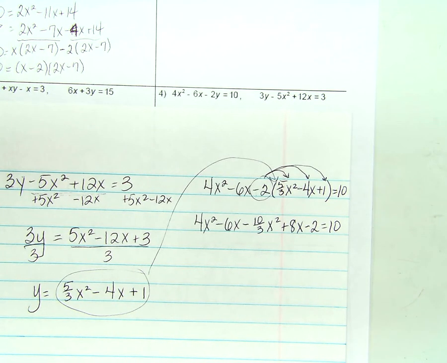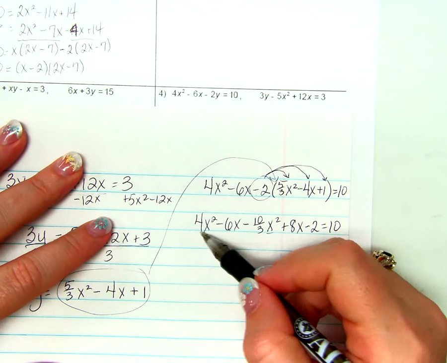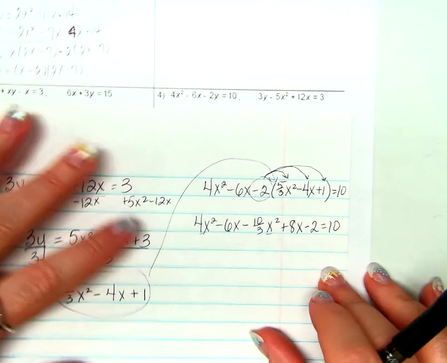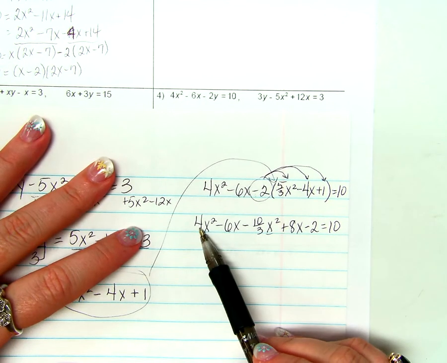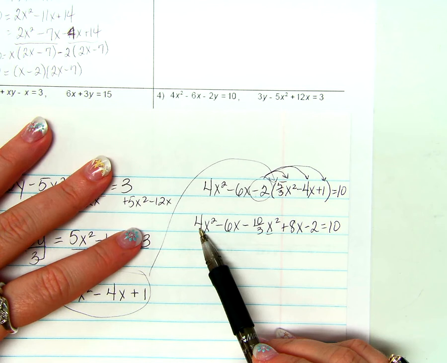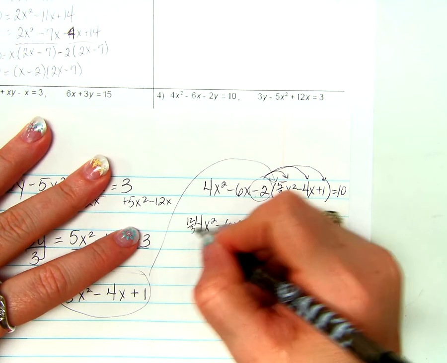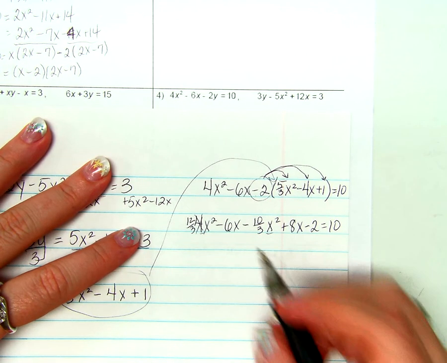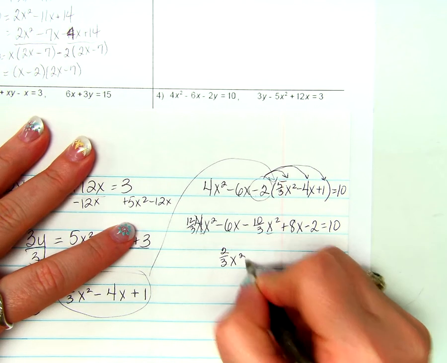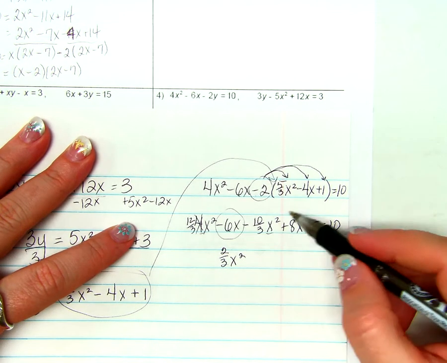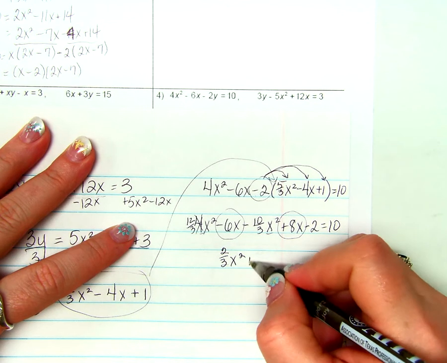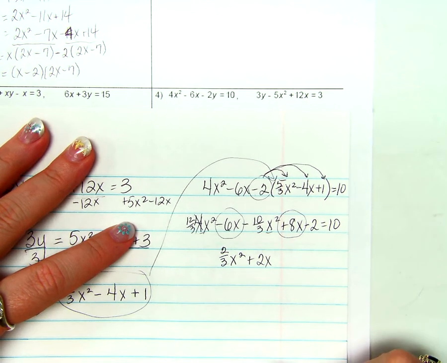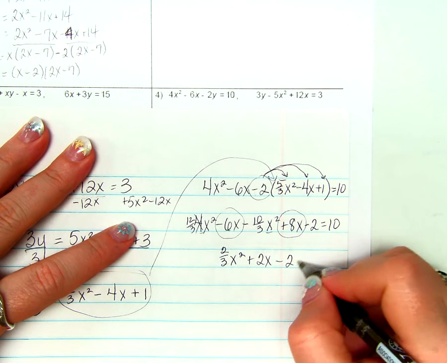Now, combine like terms, right? Okay, my x squared term has a fraction. It's a fraction with a denominator of 3. Can I change this to be something with a denominator of 3? Isn't that 12/3? Isn't this the same as 12/3? So what is 12/3 minus 10/3? 2/3 x squared. Then I have negative 6x and a positive 8x. So plus 2x. And then minus 2 equals 10.